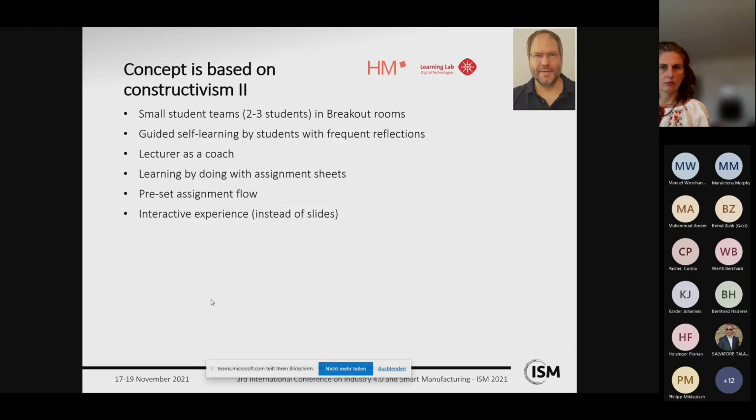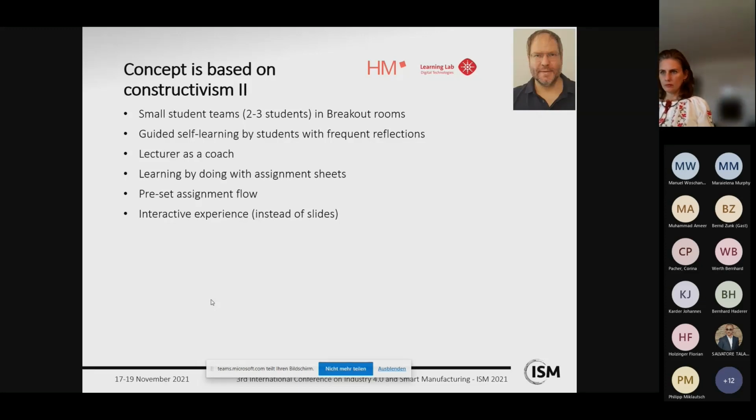The lecturer is more or less only a coach. So they work together in this group. We try to pop in once in a while to these breakout rooms and ask them whether they have any questions, but we're not guiding them. We're just asking them whether there are some problems where we should give them feedback. So we are just a coach.